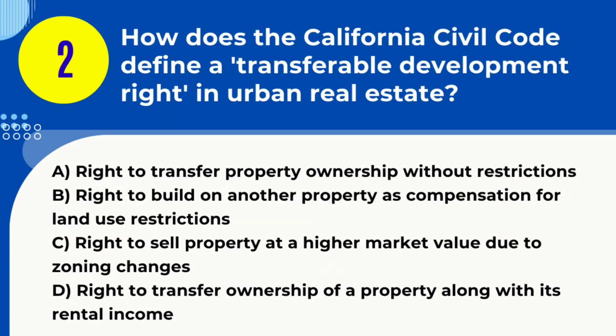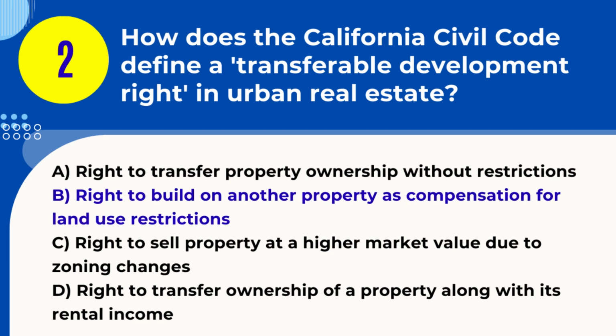Question 2. How does the California Civil Code define a transferable development right in urban real estate? A. Right to transfer property ownership without restrictions. B. Right to build on another property as compensation for land use restrictions. C. Right to sell property at a higher market value due to zoning changes. D. Right to transfer ownership of a property along with its rental income.